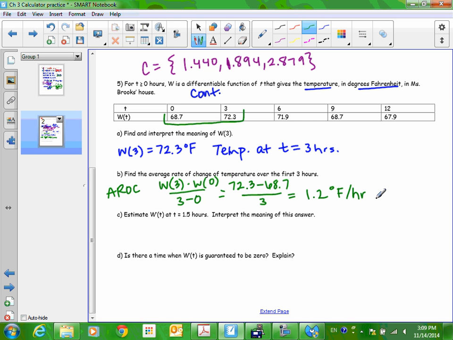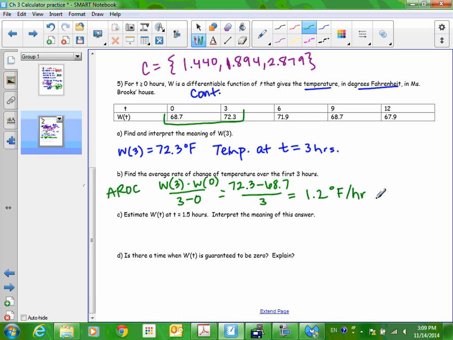It does not mean that that is exactly what happened, like every hour it was 1.2 degrees warmer. I don't know that for sure. Just on average, this is what happened. Okay? At hour 1, that's the rate, about that was happening. At hour 2, that was the rate.